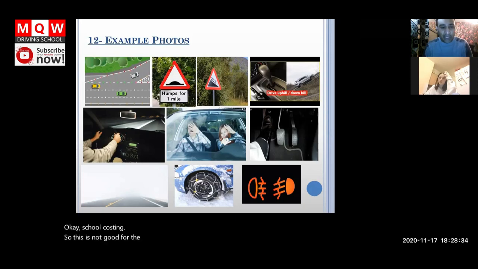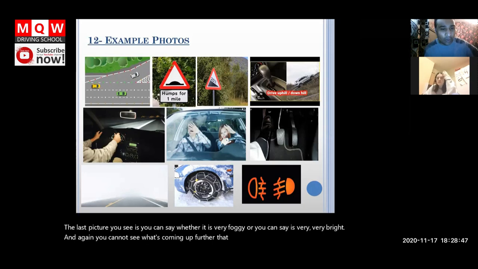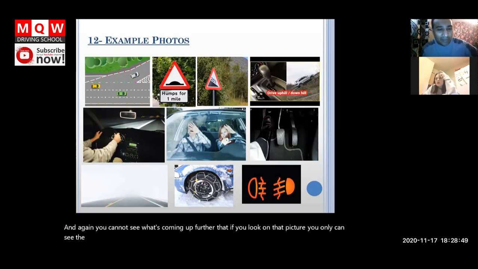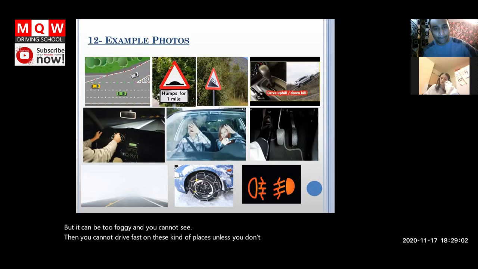In the last picture, you can say the weather is very foggy, or you can say it is very, very bright. Again, you cannot see what's coming further ahead. In that picture, you can only see the road a little bit. After that, it's so bright that you cannot see anything at all, or it can be too foggy and you cannot see. Then you cannot drive fast in these kinds of places unless you can see properly. Your speed should be slow.